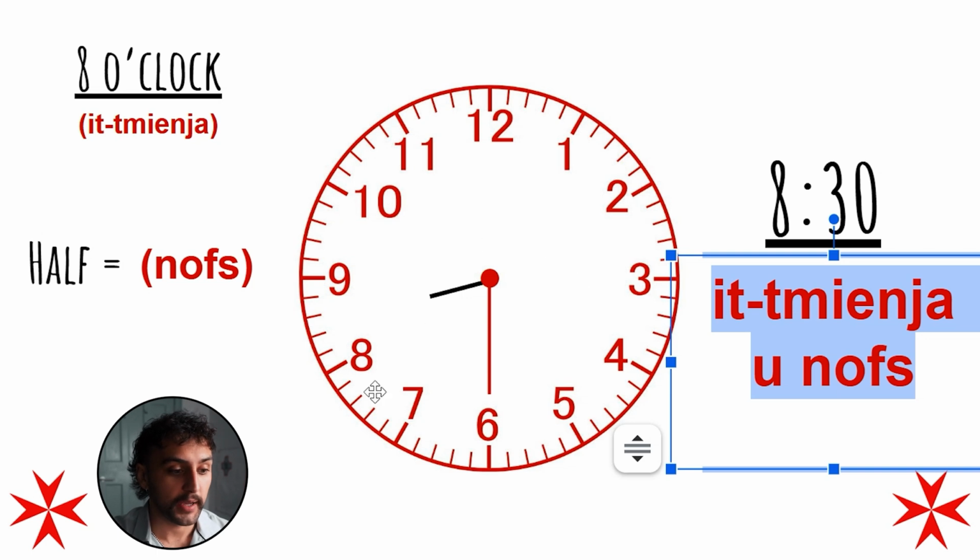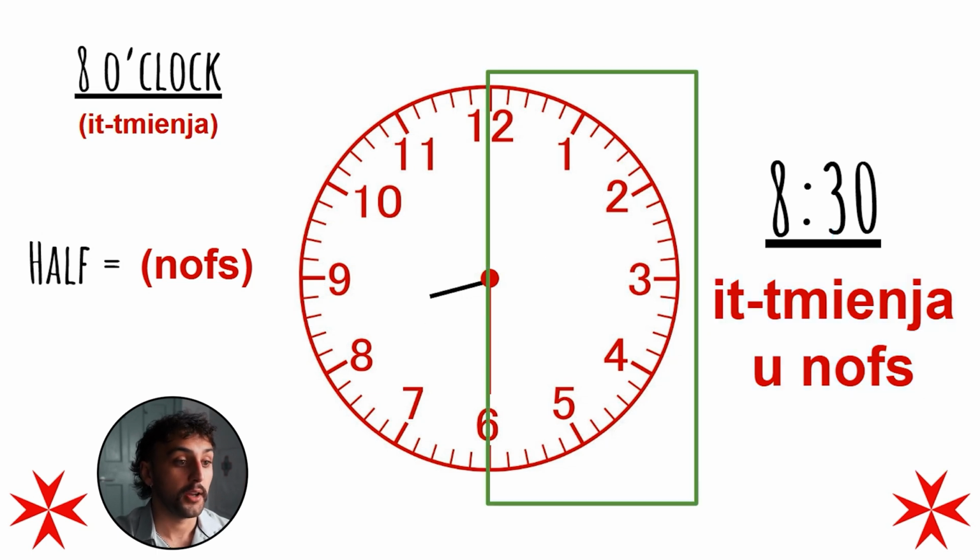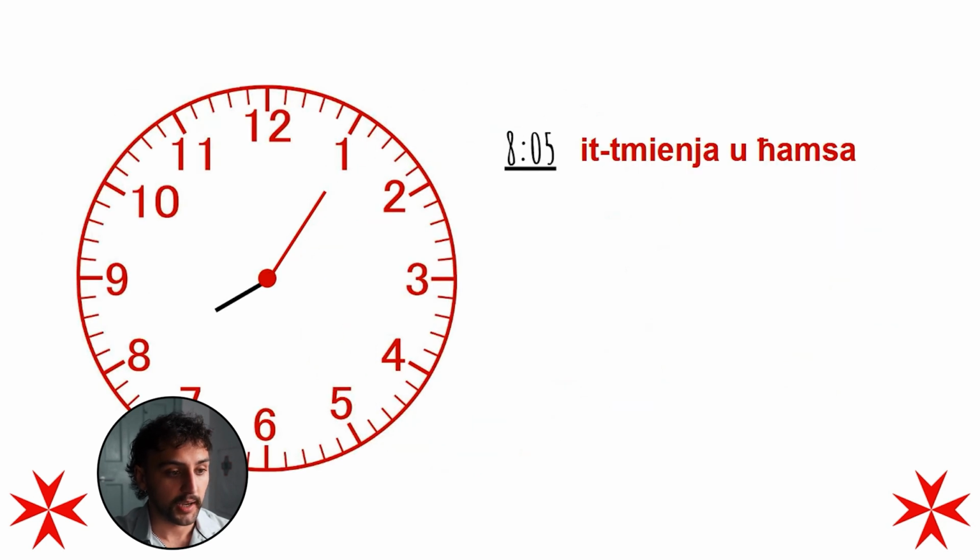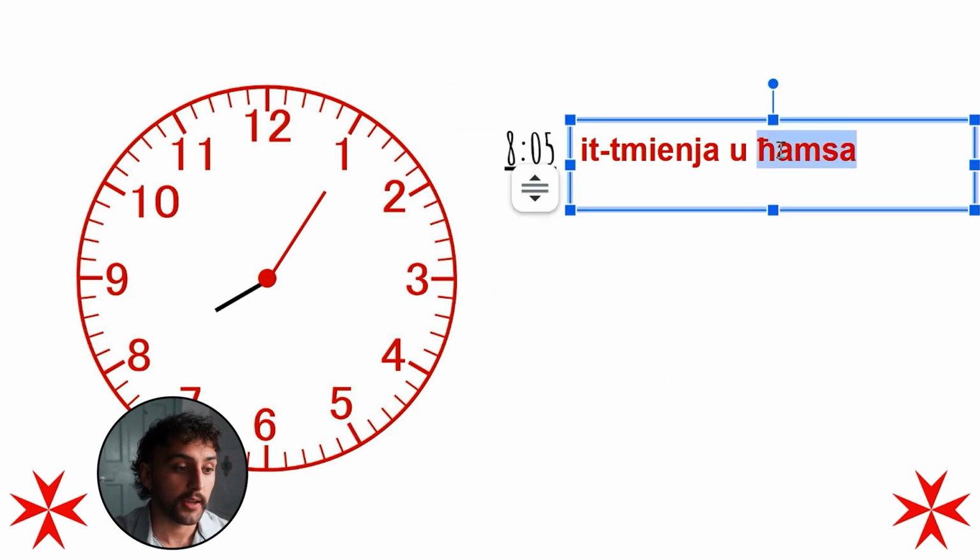Now, whenever the big hand of the clock is on the right side of the clock like this, you will always add the word u between the hour and the specific minute. This is very important. So for example, if you wanted to say the time is 8:05 in Maltese, you would say itmienia u hamsa. And hamsa, right here, is of course the word for the number 5 in Maltese.